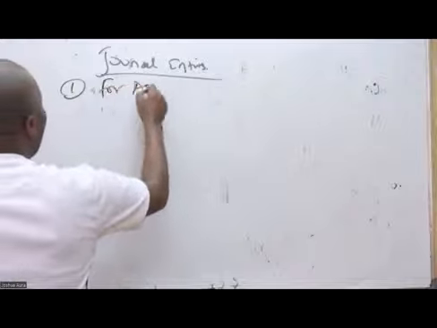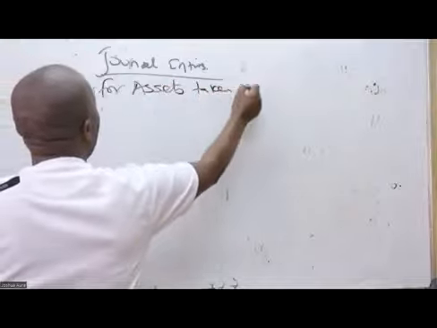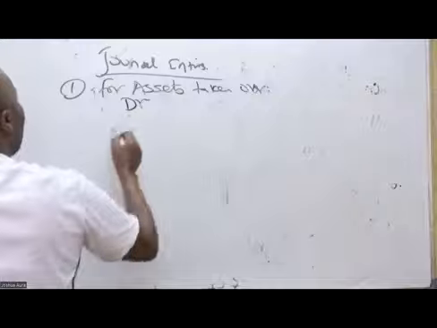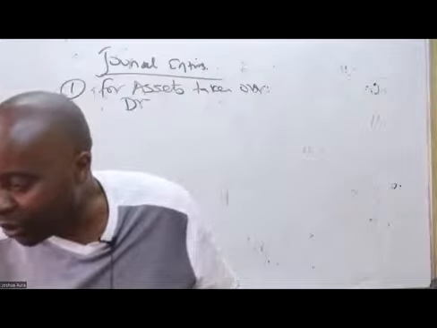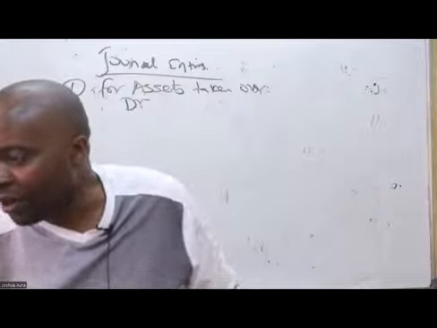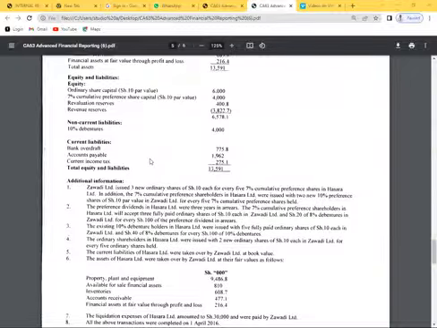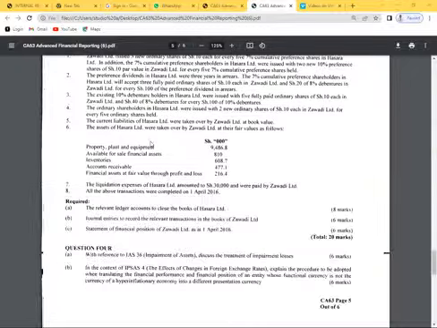For assets taken over. Whenever you take over assets, you debit. So are you able to see those assets which were taken over here? You debit. So unasema debit, property, plant and equipment with the market values, 94,86.8. We have available for sale, 810. Then we have, ladies and gentlemen, inventories.